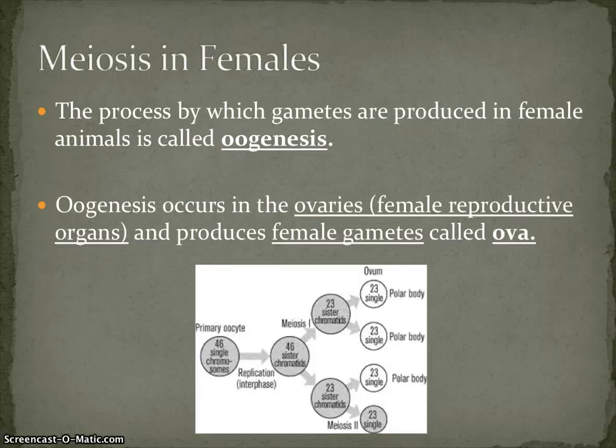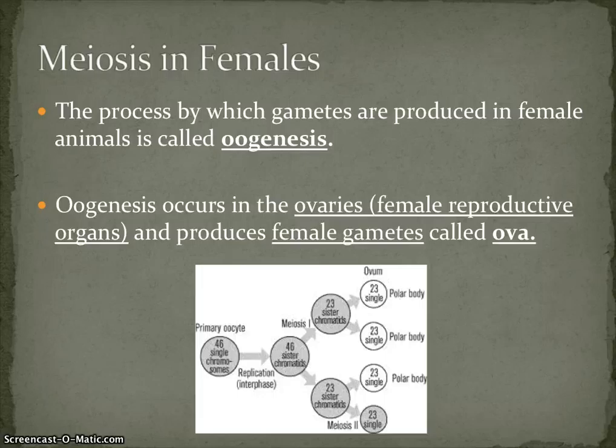In females, we call it oogenesis. The O stands for ovum or the egg. These are found in our ovaries. There are female reproductive organs, so please know that ova is the same thing as egg. Ovum is the singular for ova. On the test, I might call it an ova instead of an egg.